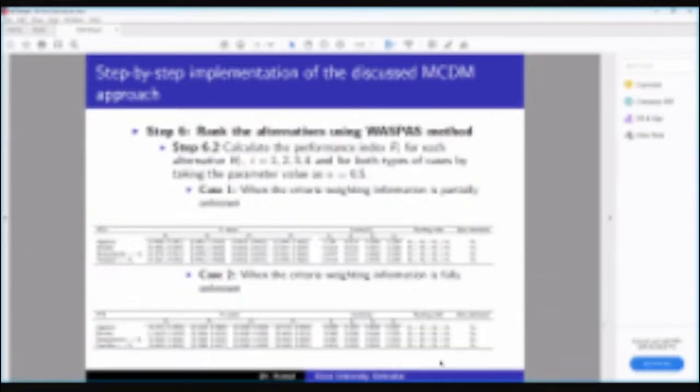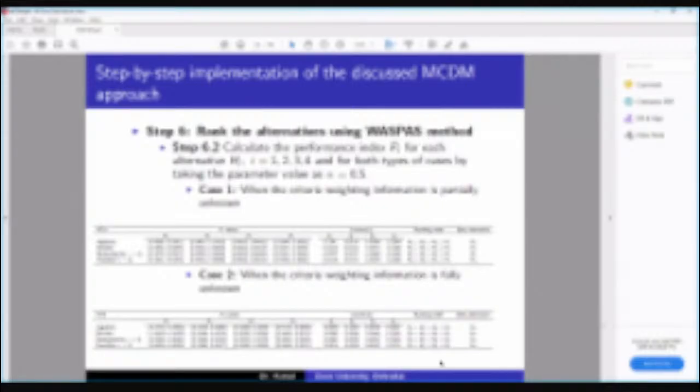Again, we have four options: either we use algebraic, Einstein, Hamacher, or Frank type of operation. So we are getting different values of PIs. Based on this, we get the score values, and then rank these score values. And then you can see that the largest values are associated with H2. So that's why H2 is the best alternative.